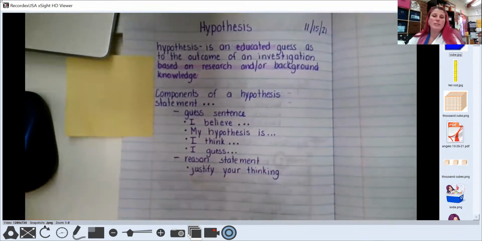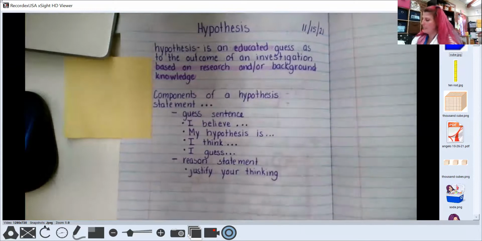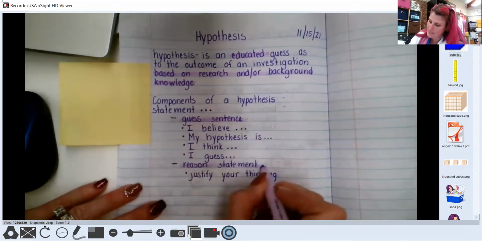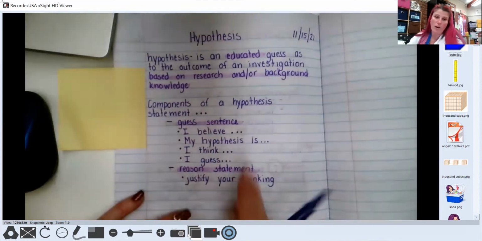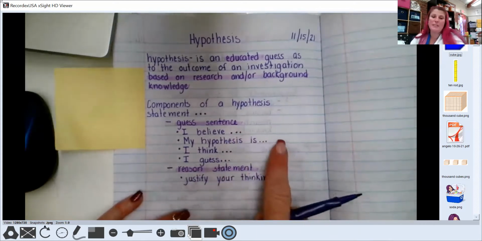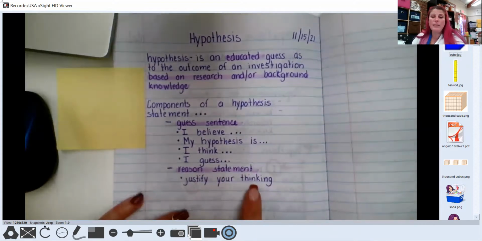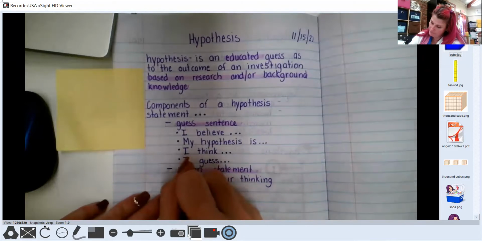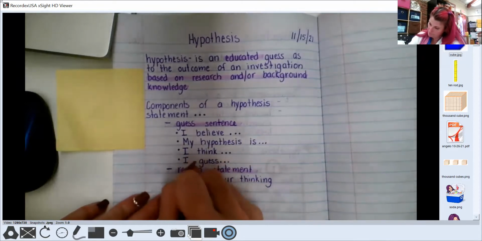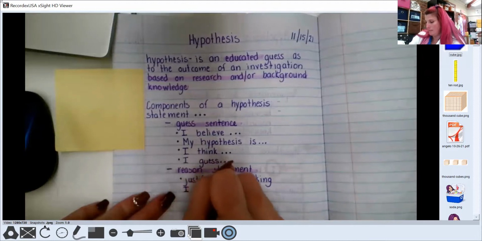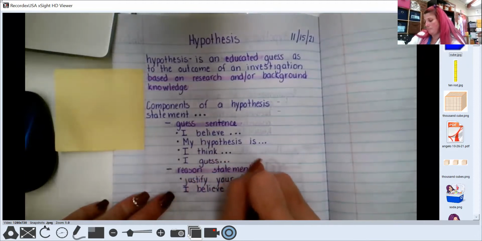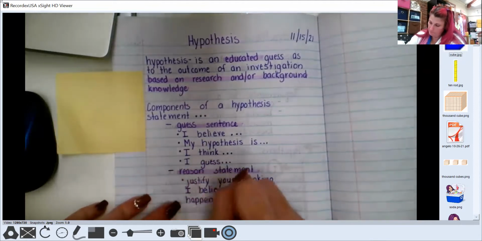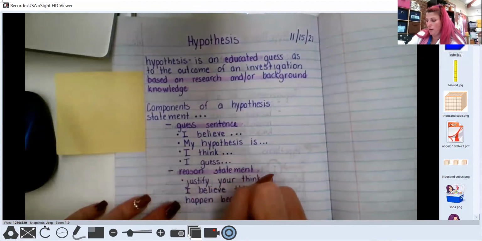All right, so the components of a hypothesis statement have to include the guess sentence, which is what you guess will happen in your investigation, and then your reason statement. You can start your guess sentence with I believe, my hypothesis is, I think, or I guess. And then your reason statement is where you justify your thinking. I believe this will happen because. And this is where you give your support for your thinking.